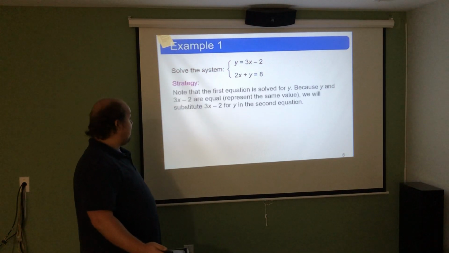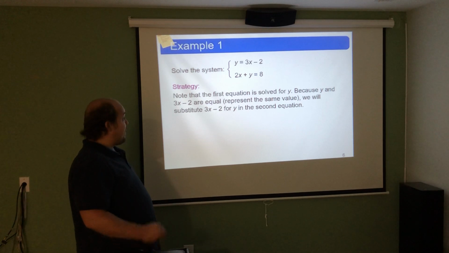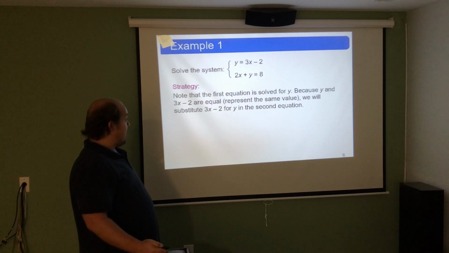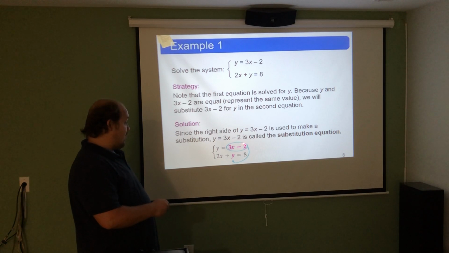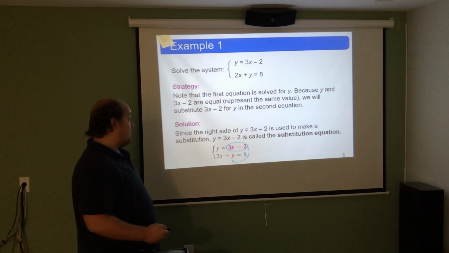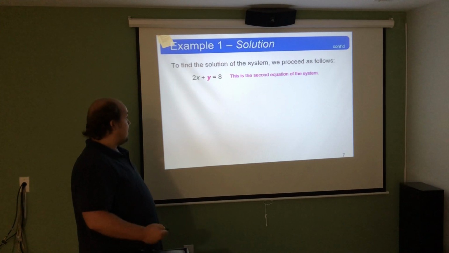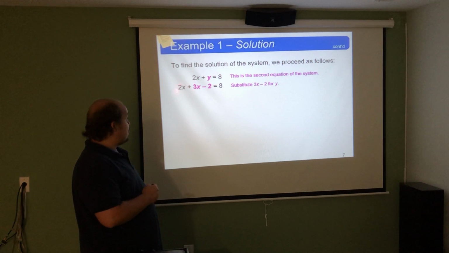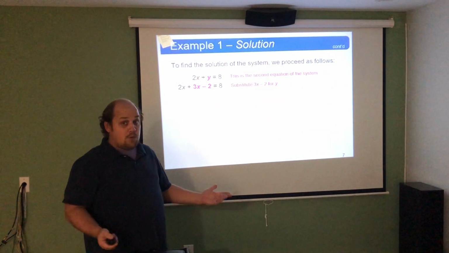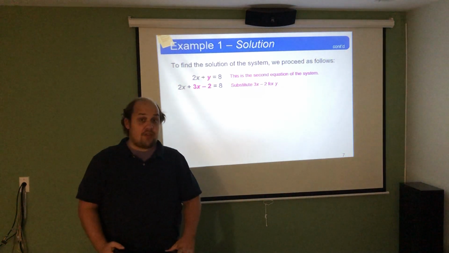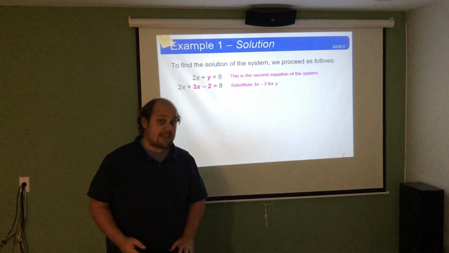That said, in this particular example, we don't need to worry about that because we're just plugging in for one single y. So we're taking what we know y to be, 3x minus 2, and putting it where we see the y in the second equation. Now the second equation becomes 2x plus 3x minus 2 equals 8. We've gone from an equation with two variables to an equation with one variable. With one variable and just numbers, I can solve for that variable and find exactly what x equals.